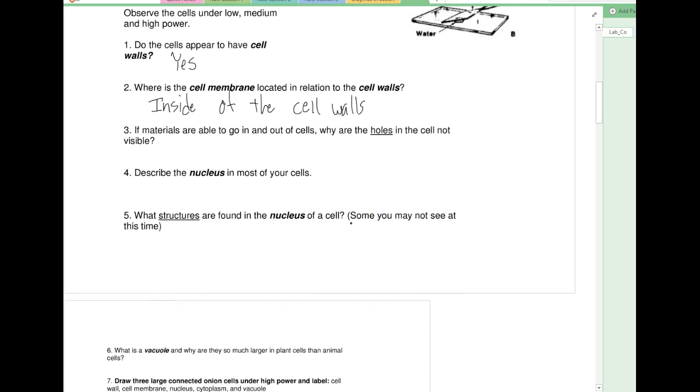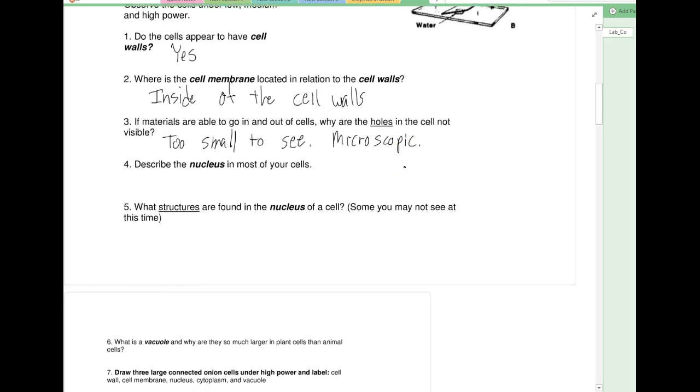If materials are able to go in and out of the cell, why are the holes in the cells not visible? They are too small to see. They're microscopic. Yeah, they're there, but not with the light microscope.